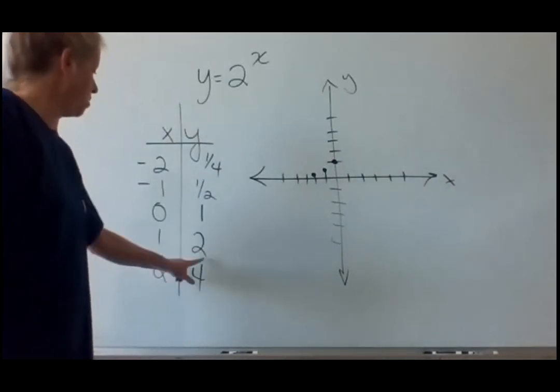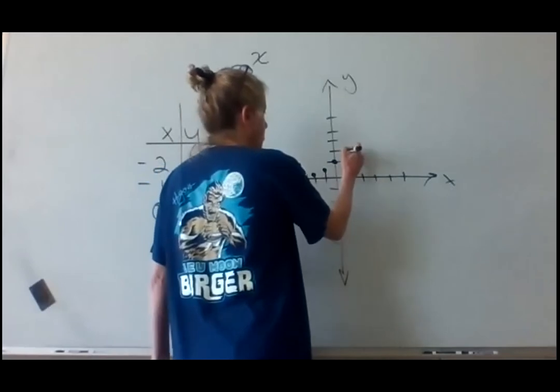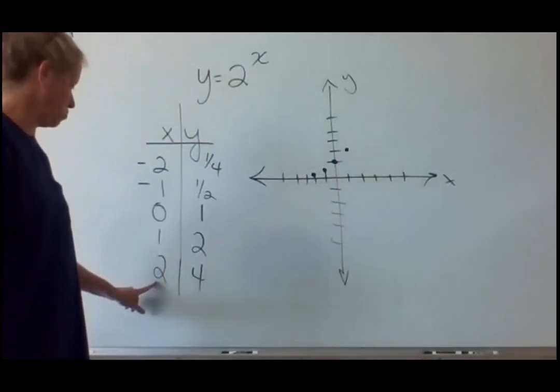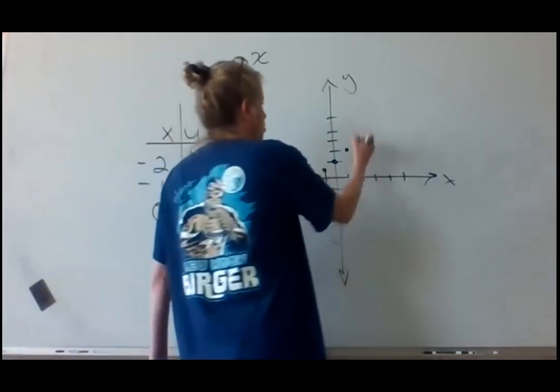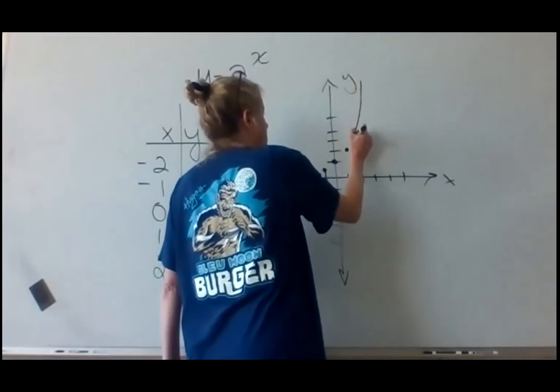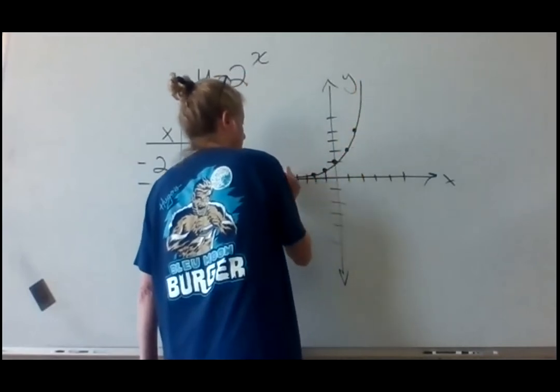1, 2. So to the right 1 and up 2. And the last one, 2, 4. So to the right 2 and then up 4. So this is what your exponential graphs will look like.